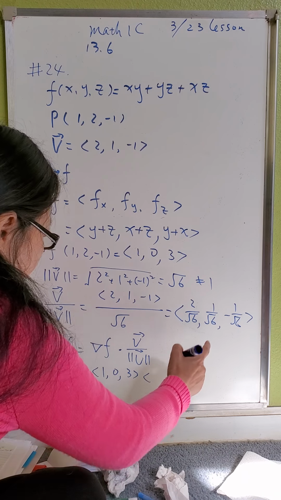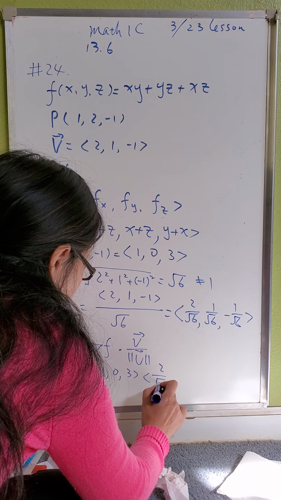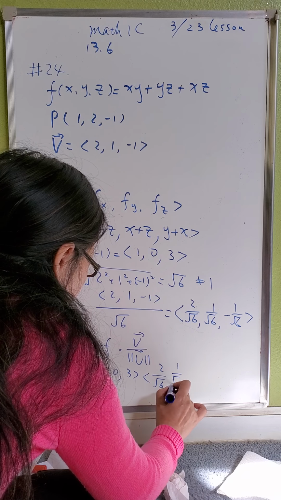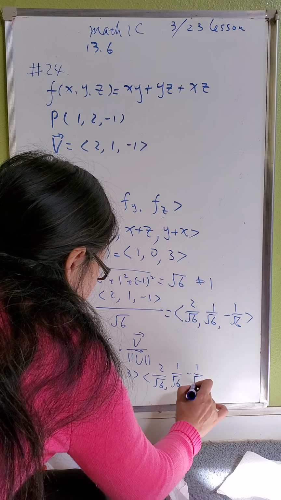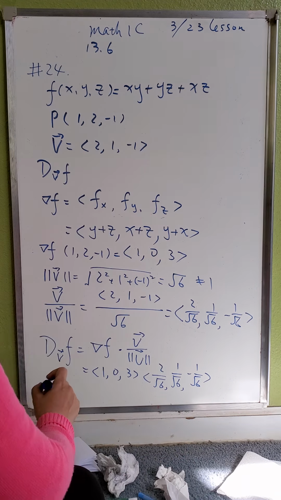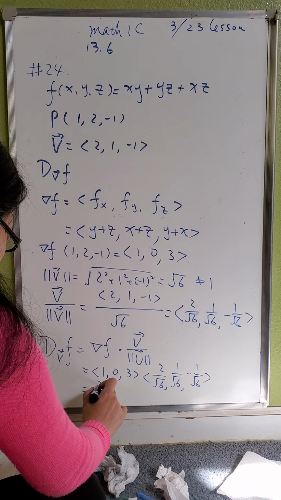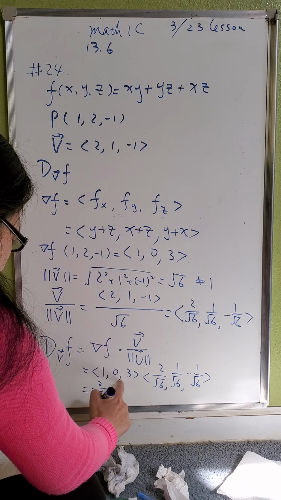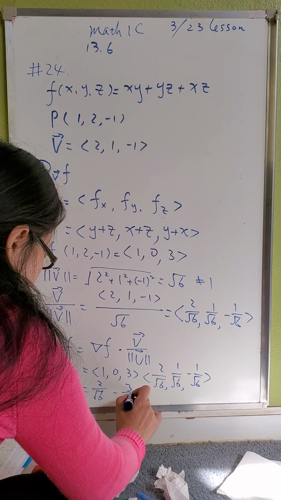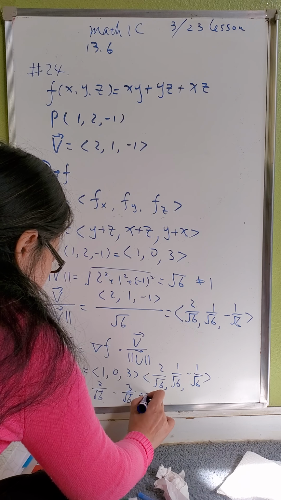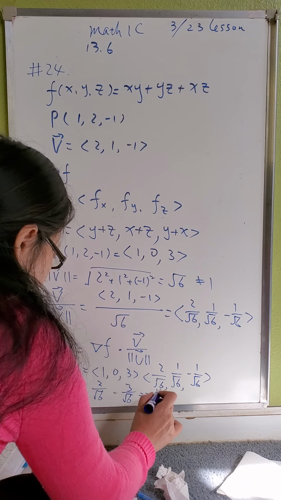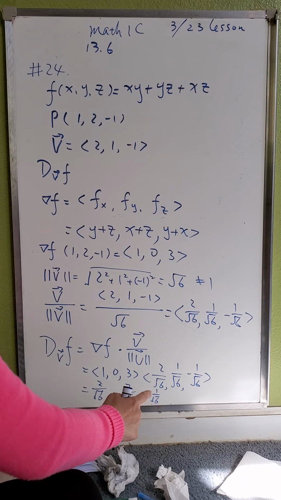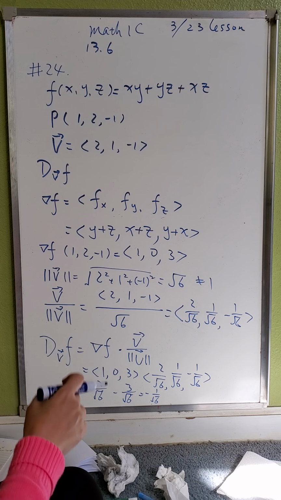1, 0, 3 dot 2 over square root 6, 1 over square root 6, negative 1 over square root 6. It comes out equal to 2 over square root 6, that's a 0, minus 3, oh, sorry about my writing. So equal to negative 1 over square root 6. Sorry about that, it's a little bit small. Again, we get a negative slope, okay?